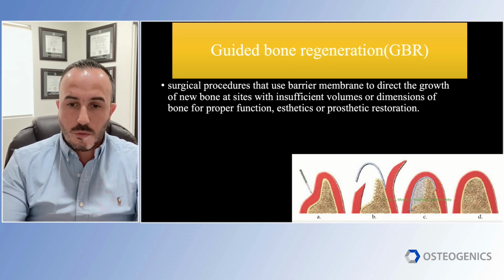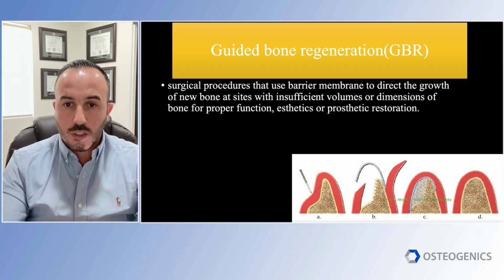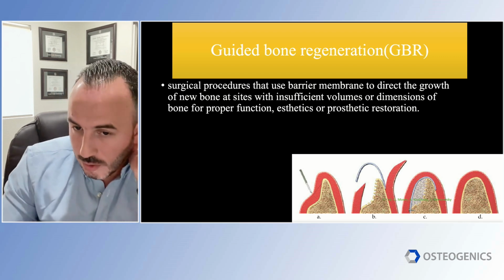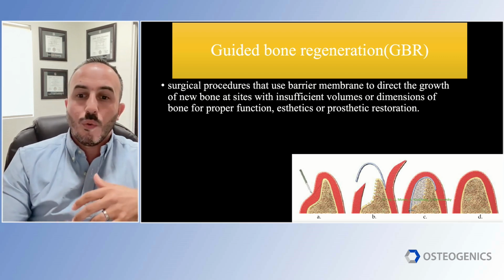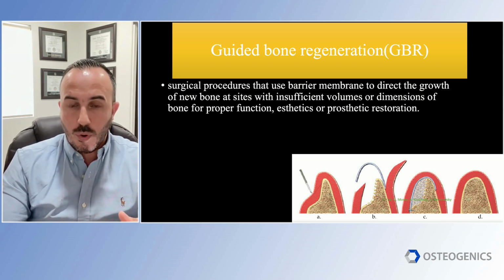What about guided bone regeneration? This is after the fact. The tooth has been extracted, we have a deficiency in the bone, and now we want to grow the bone using a barrier membrane, as you can see in the slide in figure B. This is where we want the membrane to guide the growth of the bone in the insufficient areas where we need the bone.